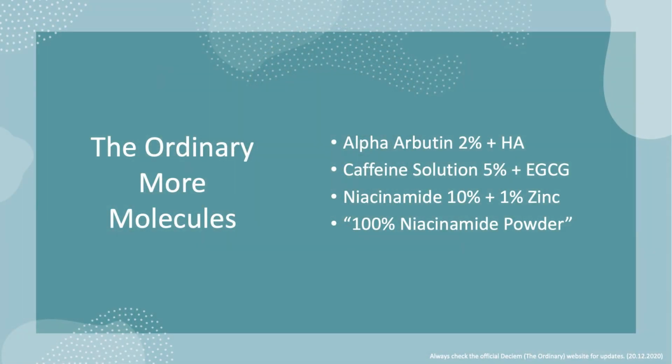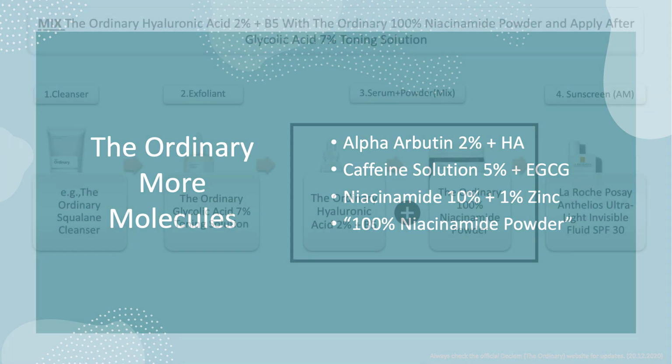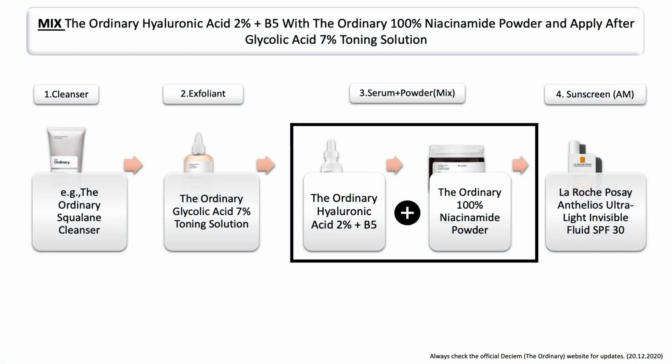Then I also want to talk about the Ordinary More Molecules category, which includes alpha-arbutin, the caffeine solution, the niacinamide serum, as well as the niacinamide powder. Now this is what I want to talk about. You can use the Ordinary 100% niacinamide powder in the same routine when using glycolic acid. However, in this case, we're going to mix the Ordinary hyaluronic acid with the Ordinary niacinamide powder. We are not mixing it in the glycolic acid toning solution, we are mixing it with hyaluronic acid.